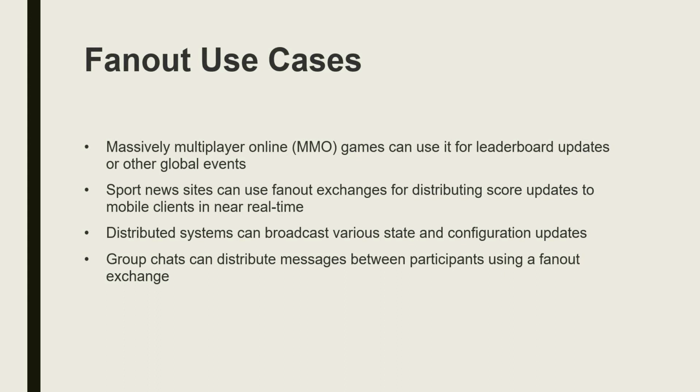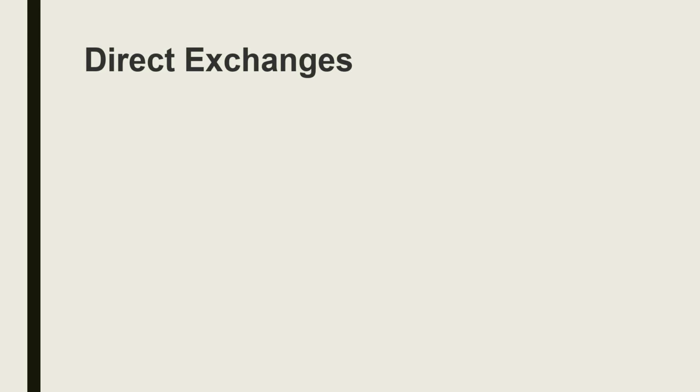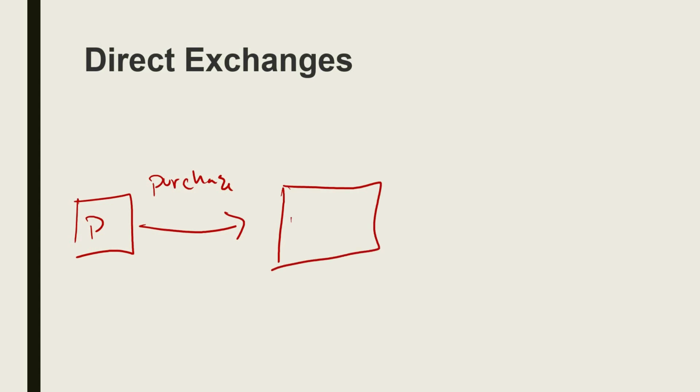Next up is the direct exchange. The direct exchange delivers messages to queues based on a message routing key. It has to equal the routing key. Let me paint you a picture. We have a publisher, and it's going to send a message with a routing key of purchase. Then it's going to send it to the exchange, but this exchange is the direct exchange. The rule is that it's going to send the message to the queues whose binding key equals the routing key.